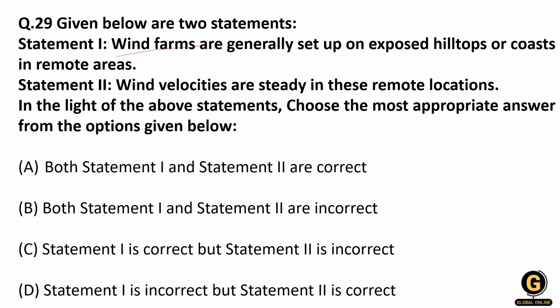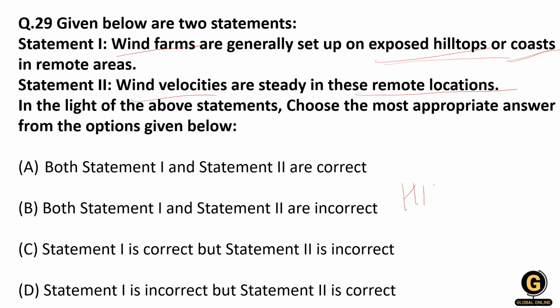They have given us two statements. Statement one is: wind farms are generally set up on exposed hilltops and coasts in remote areas. This is a correct statement, because for setting up a wind farm it is generally required to have a large area, as they have to set up so many wind turbines. So that's why it is set up in an area not inhabited by humans. It is set on exposed hilltops and coasts, and the wind velocities are steady in remote locations.